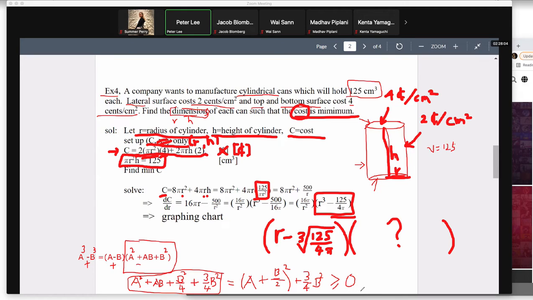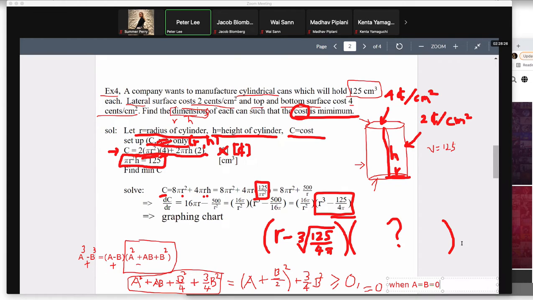And by the way, equal to 0 only when what? Equal to 0 when a and b equal 0. So that's the only time when that will actually equal 0.